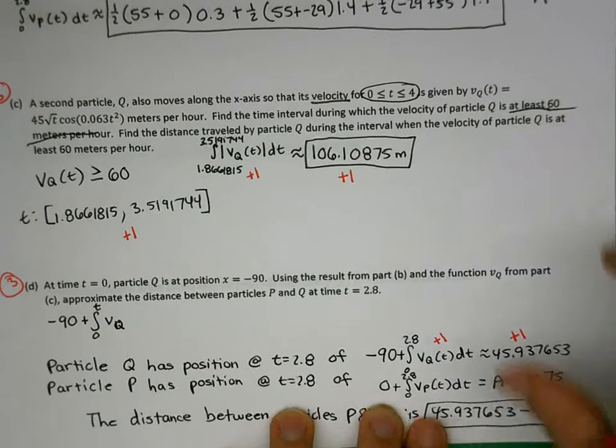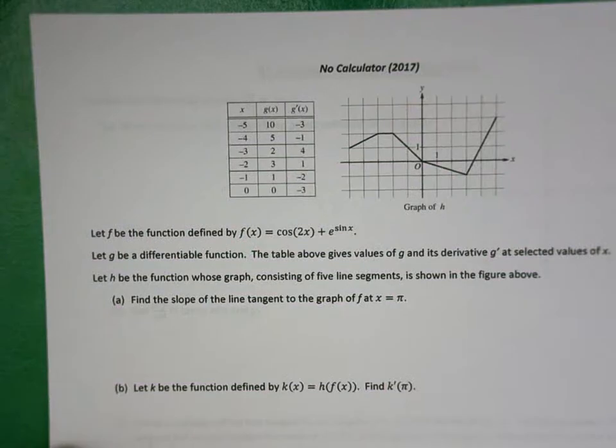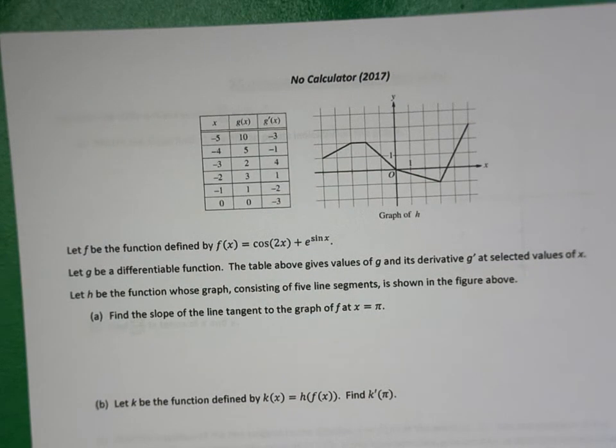Okay, last 15-minute one here came out of 2017. This one was a non-calculator one. Okay, we have a function f of x. We have a table showing us values of g and g prime. And then we have a graph of h consisting of 5 line segments, which is also shown, graph of h. Okay, A says find the slope of the line tangent to the graph of f at x equals pi.